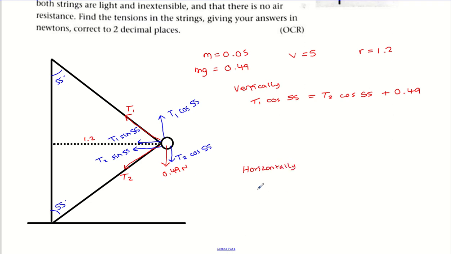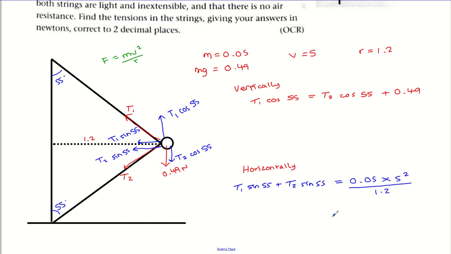Okay, and then working horizontally, F equals mv squared over r. I'm going to use this version of the formula for F because we've got v. Remember, F is the force towards the centre, and we've got two of them this time, so it's both of these added together because they're working together. So that gives us T1 sine 55 plus T2 sine 55 is equal to mv squared over r, so 0.05 is m, 5 squared is the v squared bit, and r is 1.2.